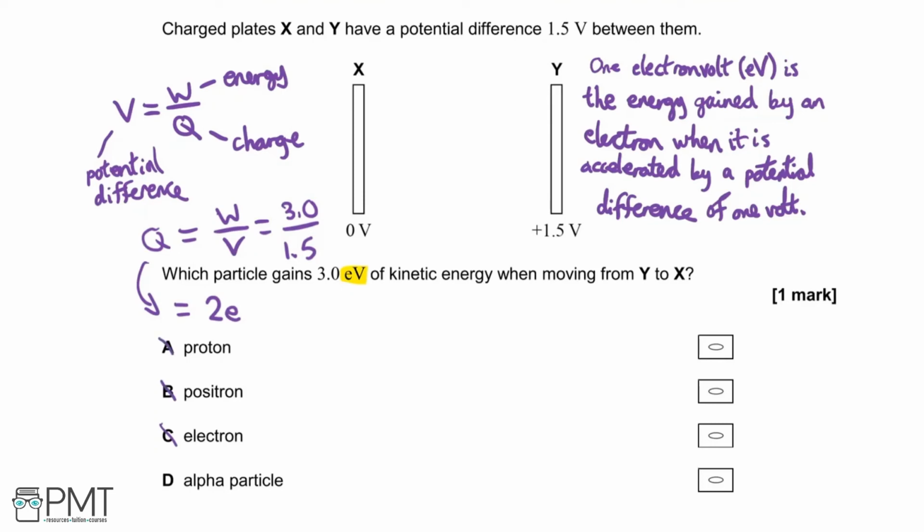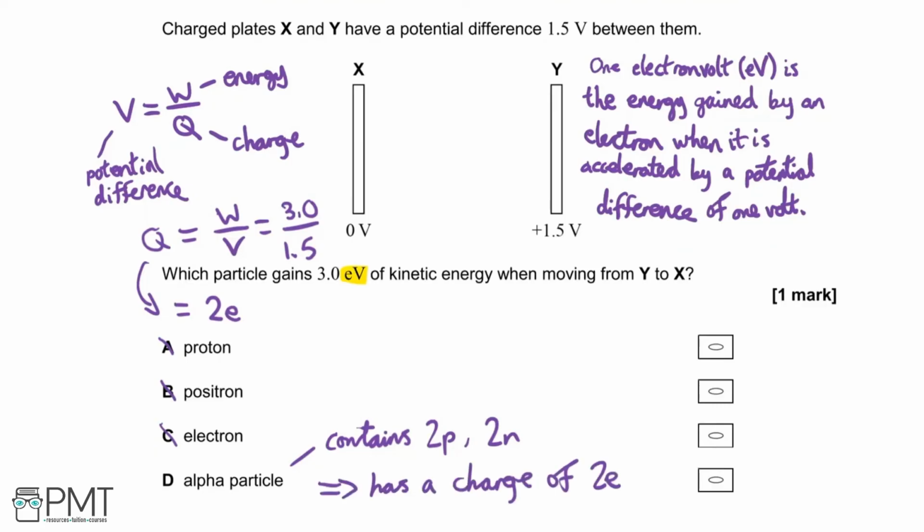So the answer is actually an alpha particle, and the reason for that is that an alpha particle contains 2 protons and 2 neutrons. And the fact that it has 2 protons means it has double the charge of an electron, because a proton has the same magnitude of charge as an electron. It's just reversed in terms of the plus and minus. So the answer is going to be D.